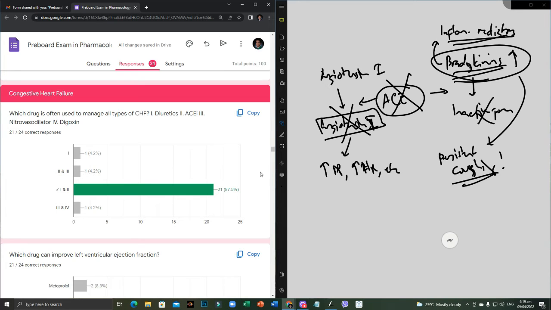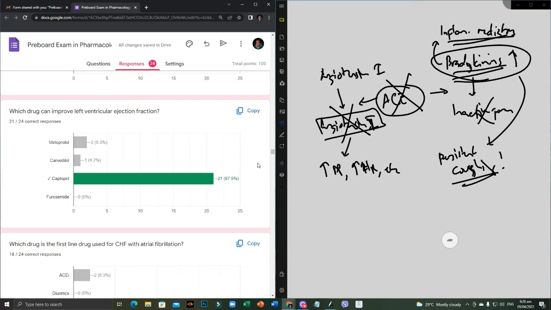So which drug is often used to manage all types of CHF? So is it diuretics, ACE inhibitors, nitrovasodilators, or digoxin? Okay, all types of CHF. So the correct answer here would be, of course, diuretics and ACE inhibitors. Nitrovasodilators are often used during the latter stages of CHF. Same goes with digoxin. So 3 and 4 are used for the latter stages of CHF. Usually during the first stages 1 and 2, we can use beta blockers to prevent cardiomegaly from happening. But all throughout CHF treatment, you will always be using a diuretic and an ACE inhibitor. Okay?